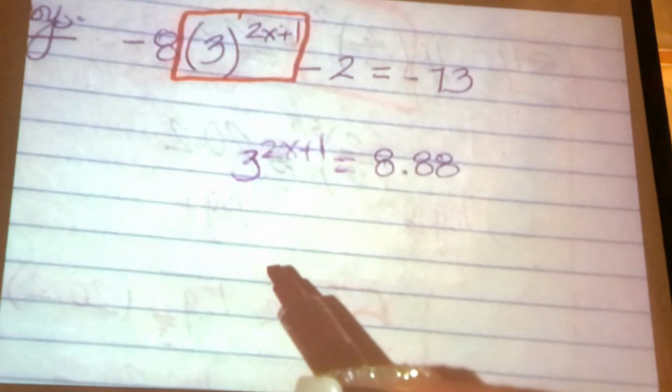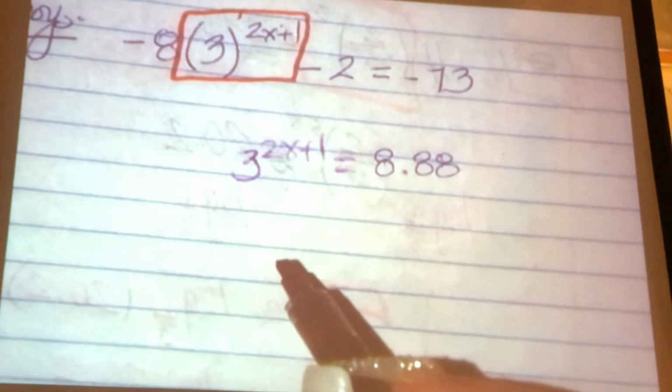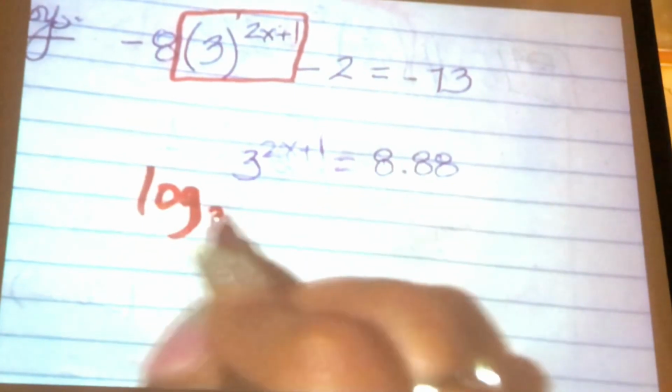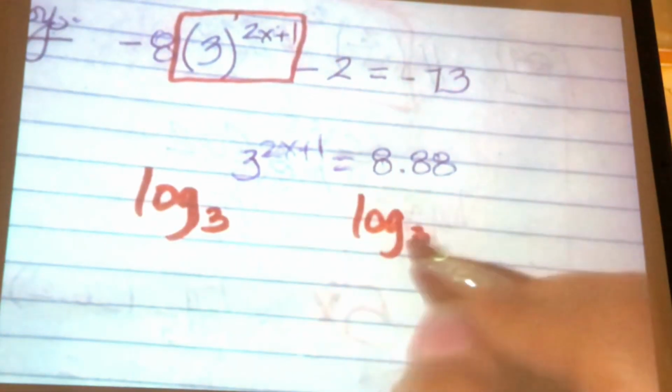Good. Log base what of each side? I didn't hear you. Yeah, but what's your little base? Log, what's down here? Yeah, very good. So log base 3 of both sides.